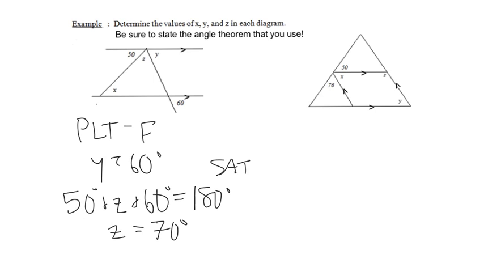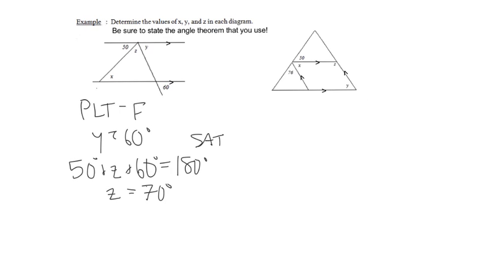Okay, so I figured out y and I figured out z, and all that's left is x. And so for x, I'm probably going to use my Z pattern, my parallel line theorem, to say that x equals 50 degrees. Okay, just like that, x equals 50 degrees. Okay, so that's basically that one.